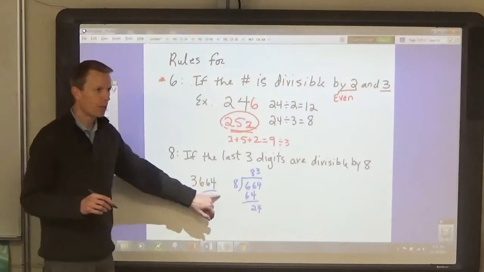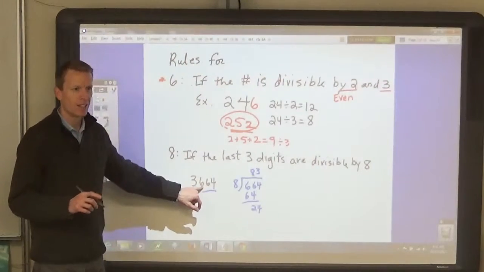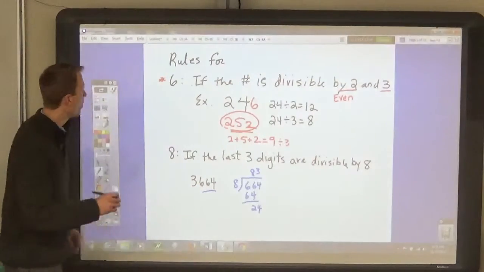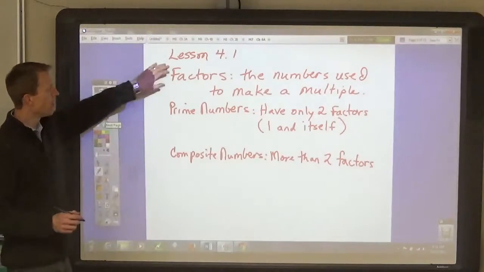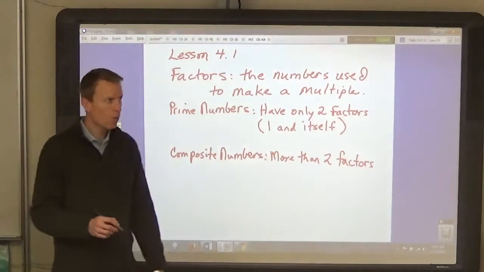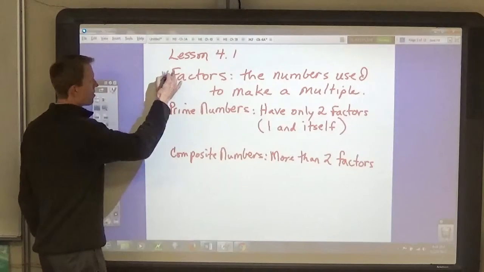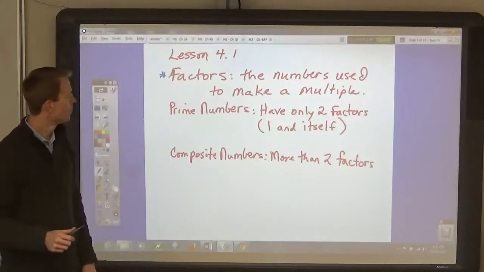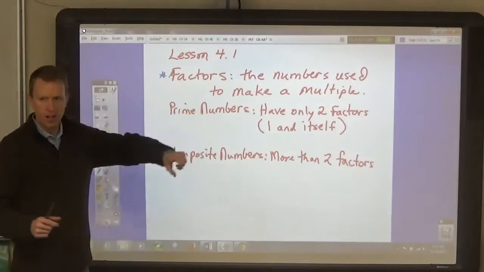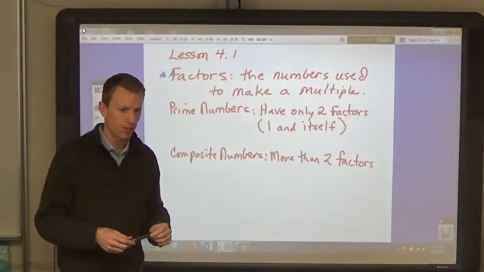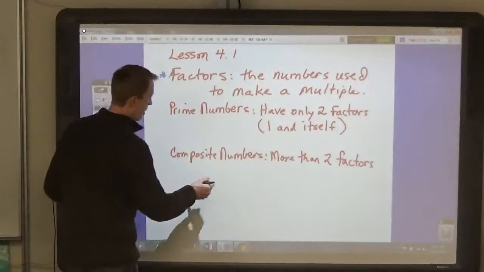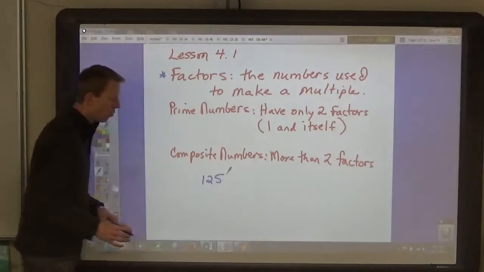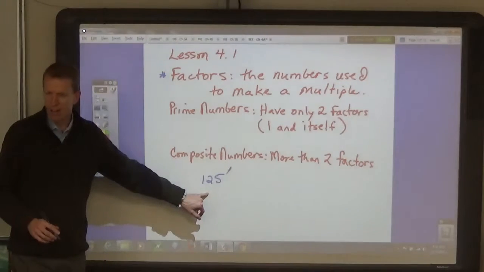The last one is 8. If the last 3 digits are divisible by 8, then the number is divisible by 8. Okay? Let's put a couple of terms in your notes. The first term is factors. The factors of a number are the ingredients in a number. In other words, if you have a number like 125, what are the numbers that make 125?